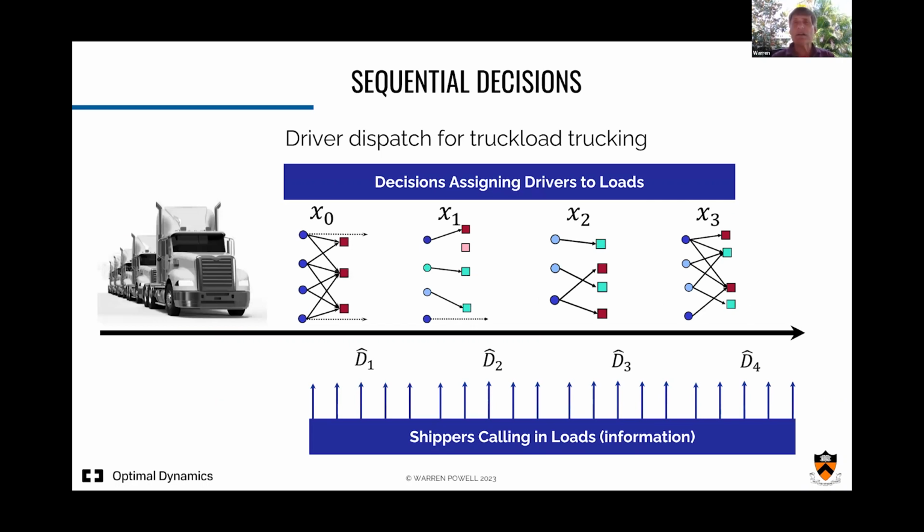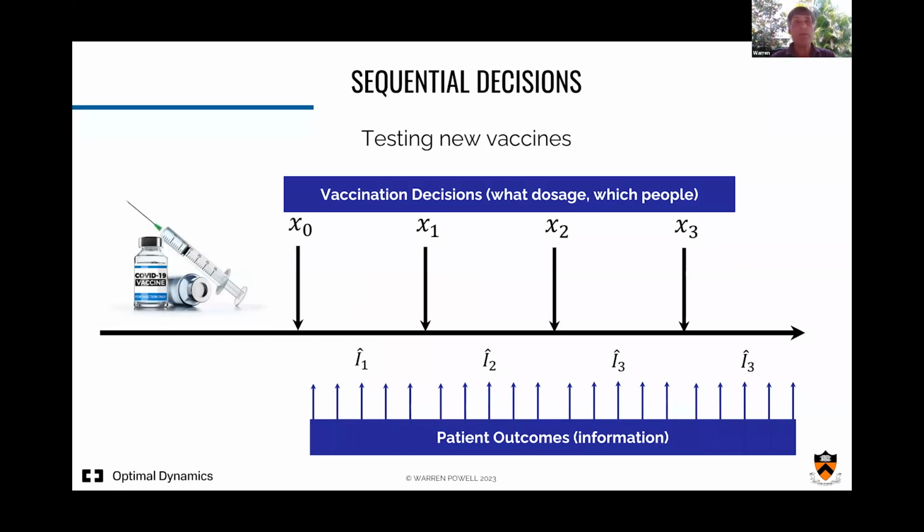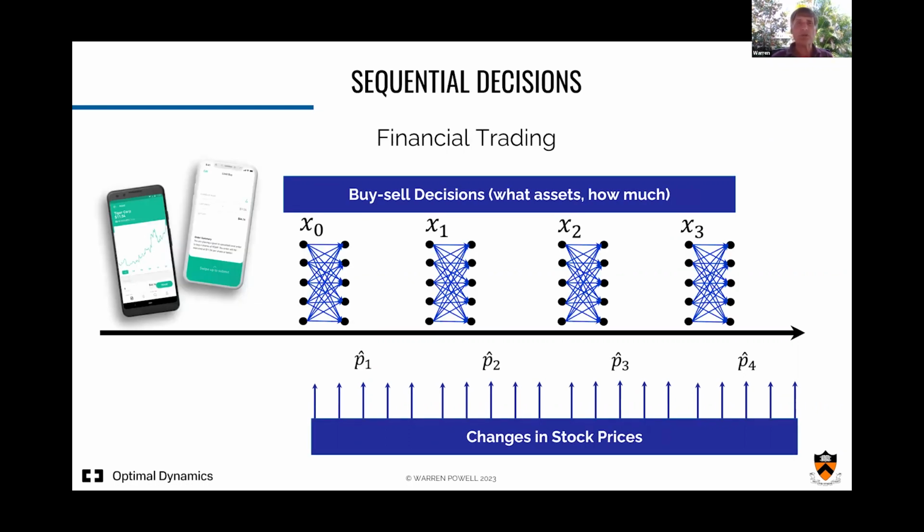I now work at a company, Optimal Dynamics. It's based on software I developed at Princeton: dispatching, assigning drivers to loads. And as you make the decision to assign drivers to loads, new information is coming in about new loads, or weather delays or equipment problems. Maybe you're in health and you're testing vaccines. You have to make a decision of what vaccine to test, what dosage, which people. Then you get the information about how people respond, which people want the vaccine, whether it actually reduces the incidence of disease. And coming from a Department of Operations Research and Financial Engineering, I have to mention financial trading. We had the buy-sell decisions. Prices are going up or down, fully sequential decision problems.